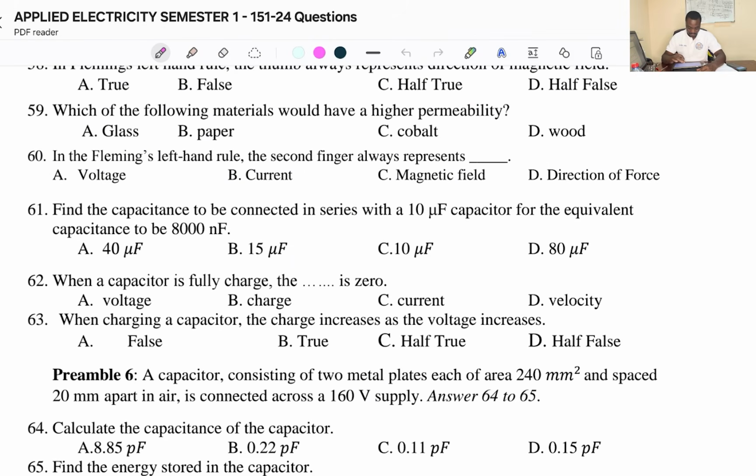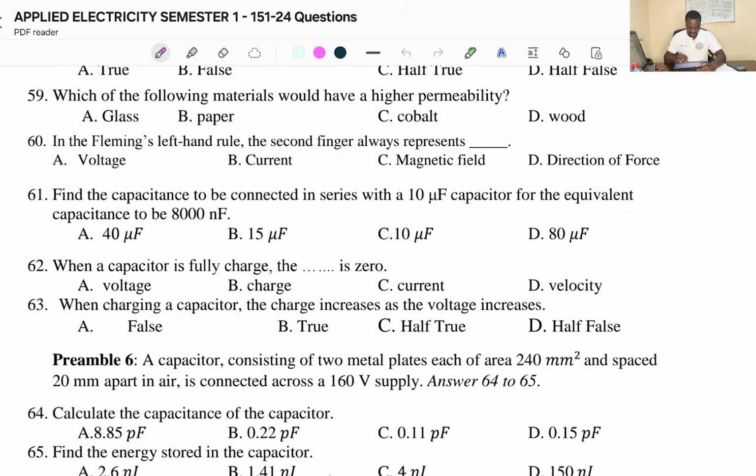Today I'm going to be solving from question 60 to question 90. And these questions cover chapter 5, which is capacitors and capacitance. So I'm going to start right away. So starting with question 60.